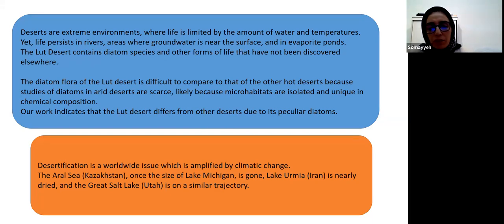And the other important issue is desertification. Desertification is a worldwide issue which is amplified by climatic change. So the Aral Sea is gone. Lake Urmia is nearly dry, and the Great Salt Lake is on a similar trajectory. I hope you have enjoyed my presentation. Thank you for listening.